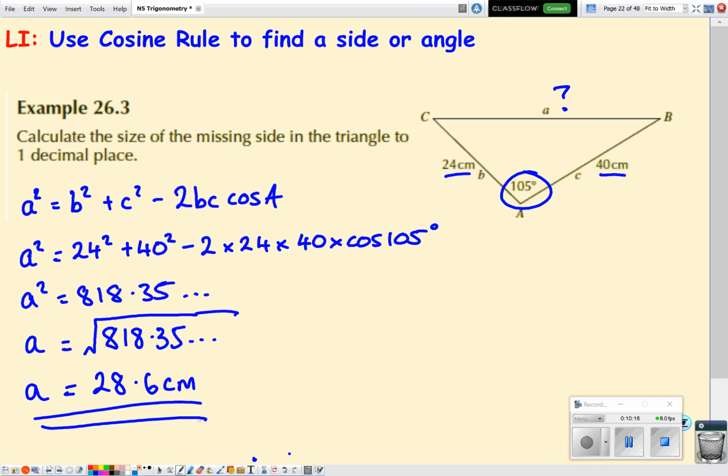It's very, very common for folk to forget to square root, right? It can just be you're in a bit of a rush. It can be something as simple as that, and you get to a number like 818, and you just stick it down because it's not an outrageous number, but it is an outrageous number for this triangle, which is only 24 and 40 on the other two sides. So 818 would be a bit crazy. So please, please, please remember to square root.